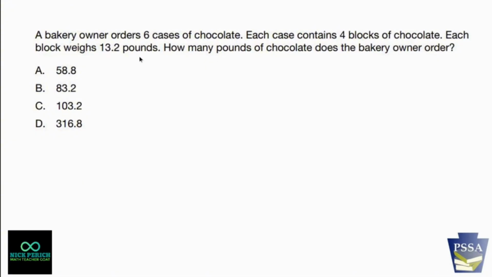All right, so the bakery owner orders 6 cases of them. Each case contains 4 blocks, and each block weighs 13 2/10 pounds. We're doing a lot of multiplying. First things first, 6 cases of chocolate, each case contains 4 blocks of chocolate. Let's multiply those together. 6 times 4, not so bad, 24. So now I know I have 24 total blocks of chocolate.